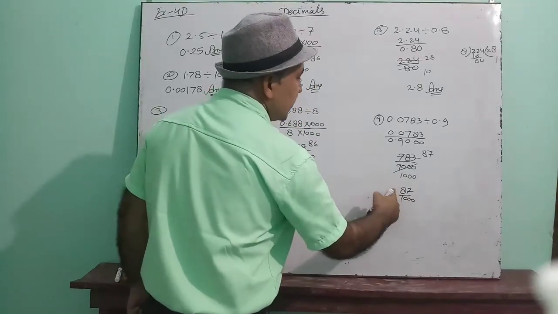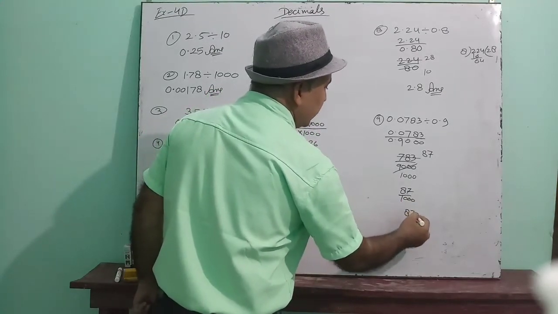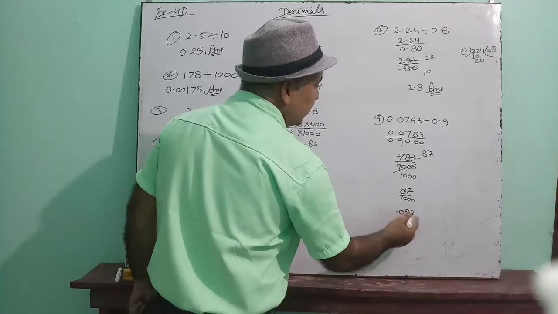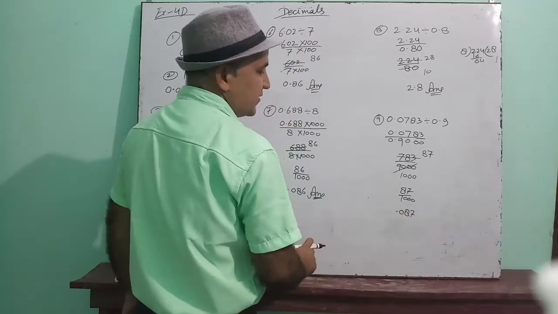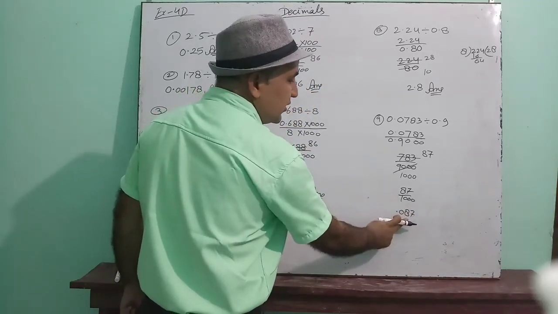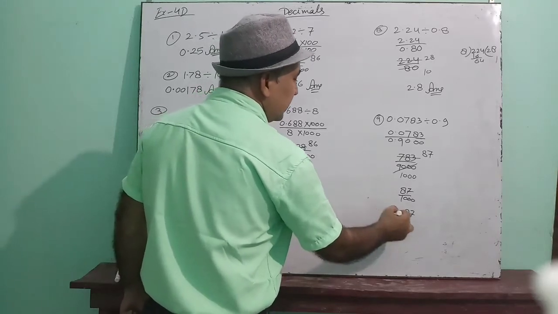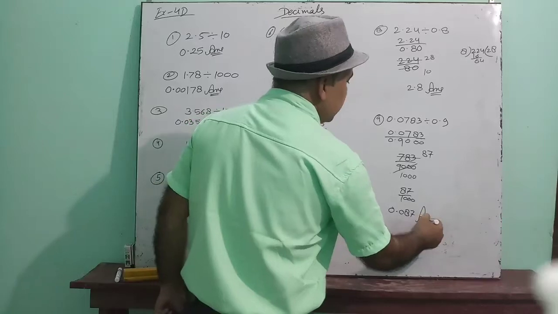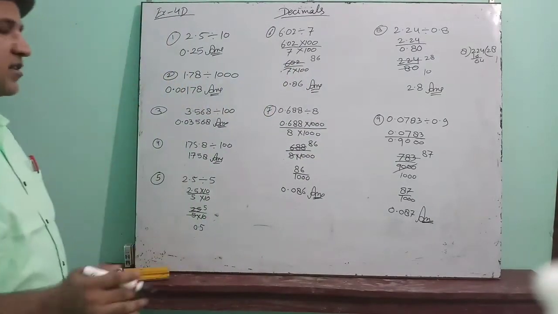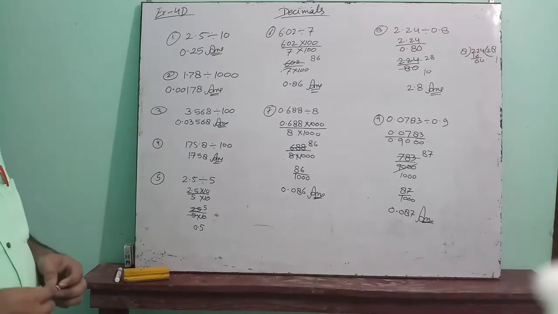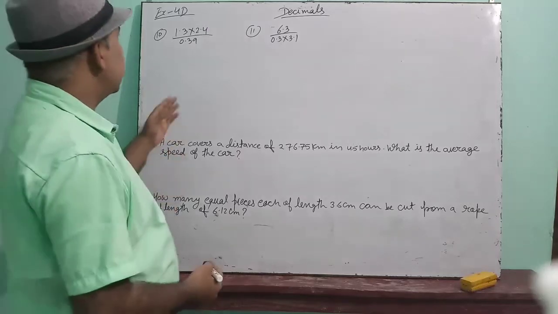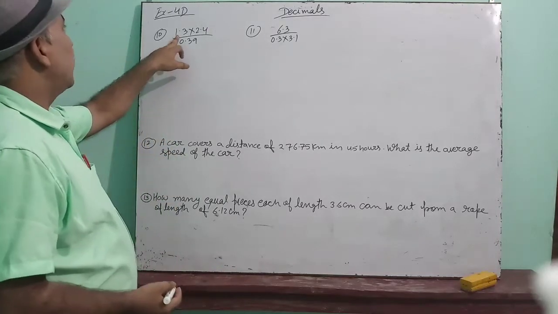When 1000 divides any number, then the decimal is put on the left-hand side of 3 digits. In 87 only 2 digits are there, so we will add a zero on our side. Okay, so this will become your answer. Now pause the video and note down these questions. Okay, now see some more questions.